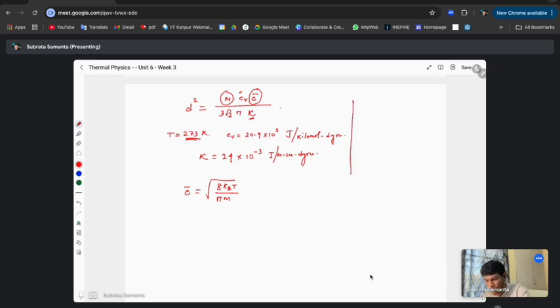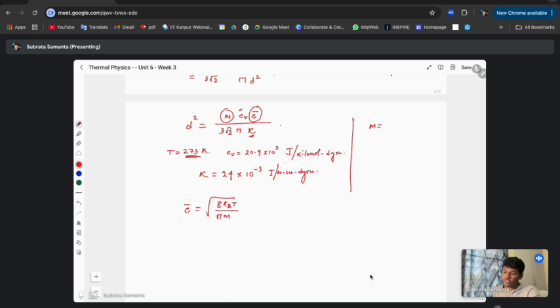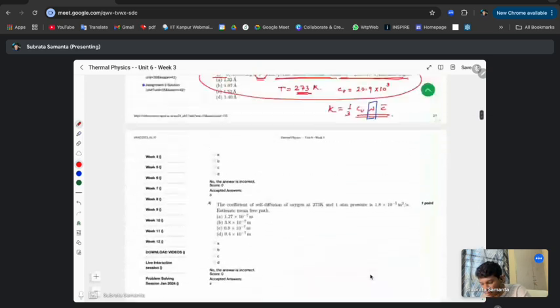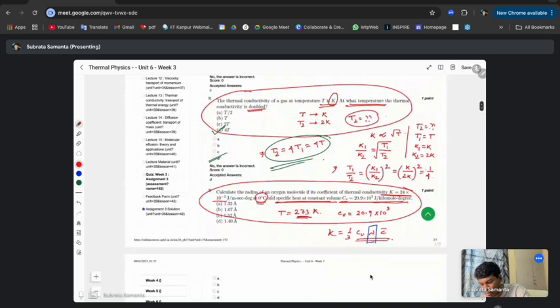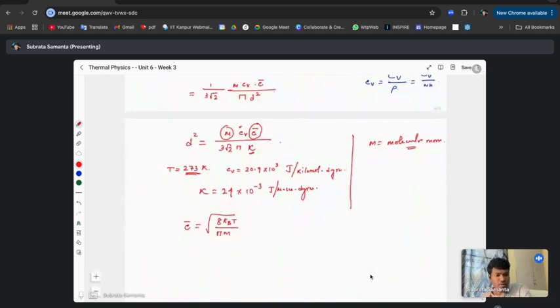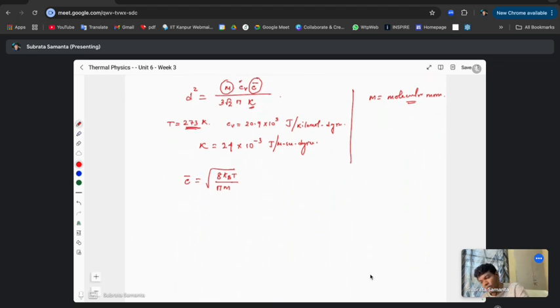So what is the value of m? First of all, what is m? It's the molecular mass, right? Now here, which molecules are used? It is oxygen molecules, right? And you have to calculate the radius of an oxygen molecule. So what is the mass of 1 mole of oxygen molecules?